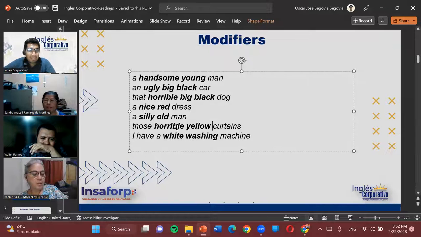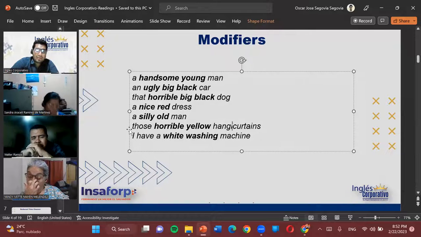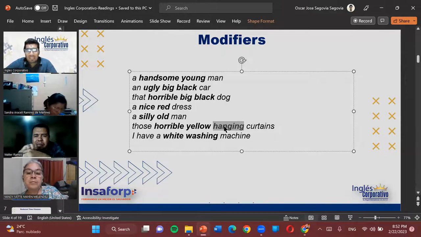Then, here, for example, I was trying to add a purpose to this: those horrible yellow hanging curtains. You use those curtains for them to be hanging. So they are going to be hanging. Therefore, the purpose comes right before the noun.